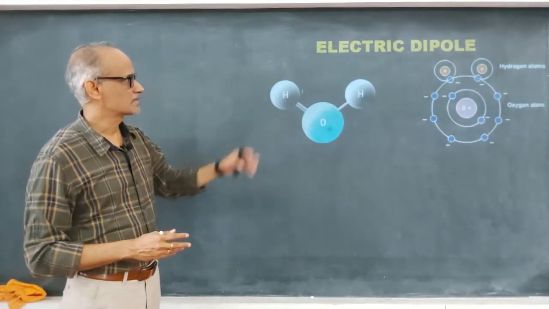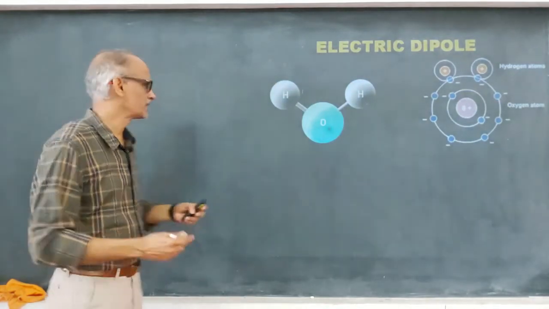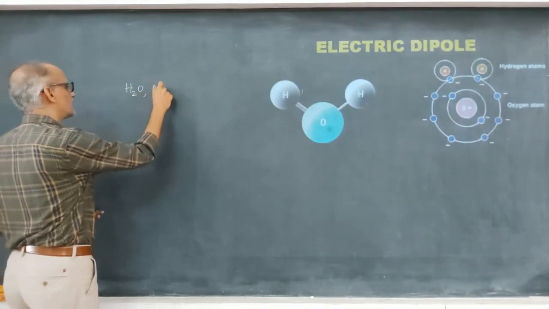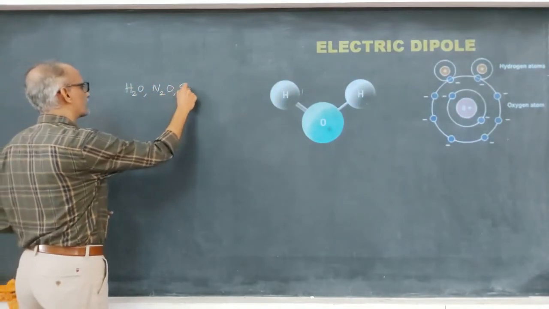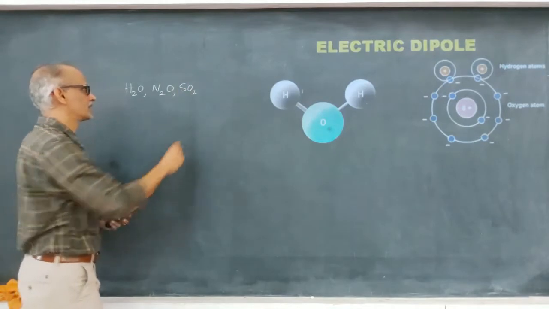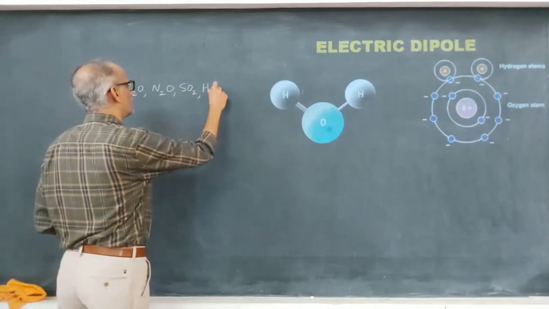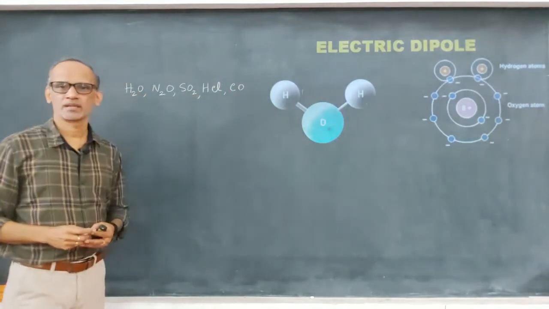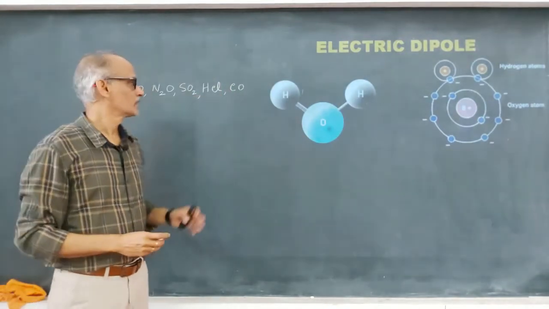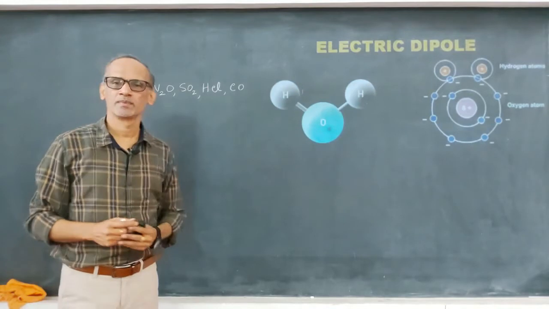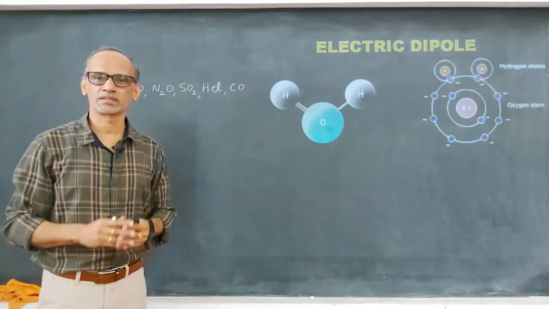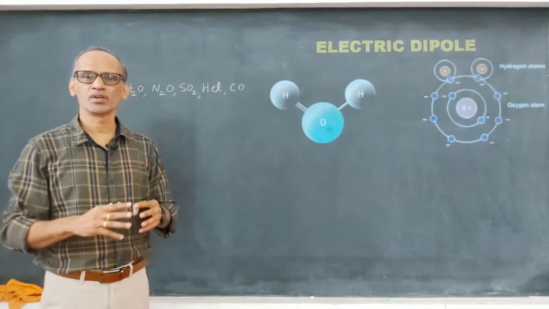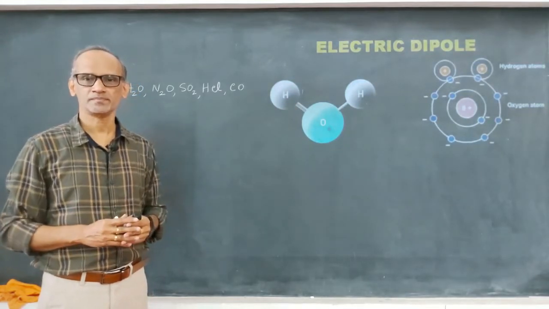Now, what we get to see in this type of molecule, not only in the water molecule, but other molecules like nitrous oxide, sulfur dioxide, hydrogen chloride, carbon monoxide, and so on. In all these molecules, the center of the positive charge and the center of the negative charge do not coincide.